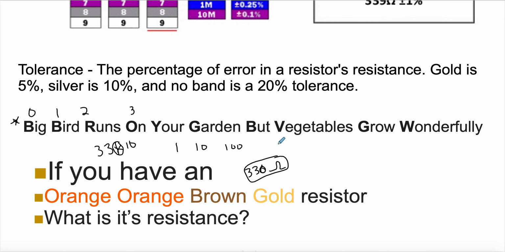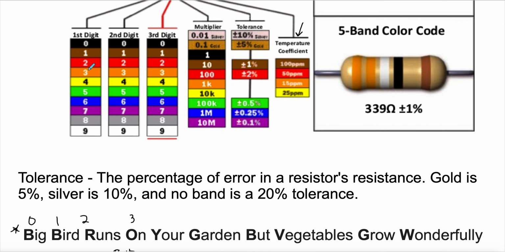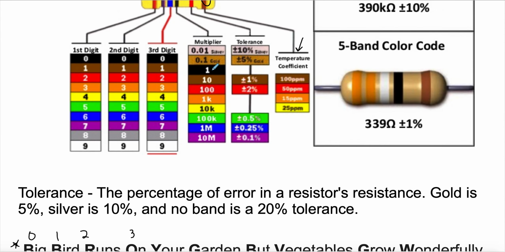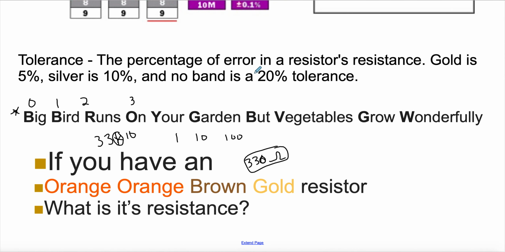Okay, let's check it out. So we got orange, orange, and then brown. So that's 330. And then if you really wanted to be a rock star, gold is our tolerance. So your tolerance would be plus or minus 5%, which doesn't mean a whole lot to us right now. We're looking for mostly the resistance there. If you want something to be more precise, then obviously you want something with a smaller tolerance.